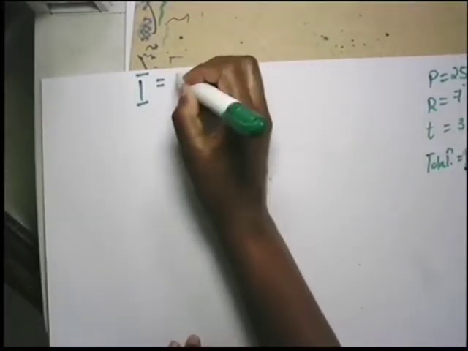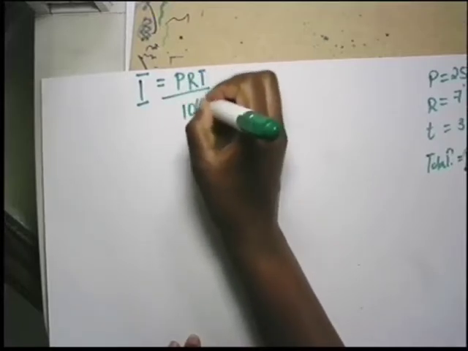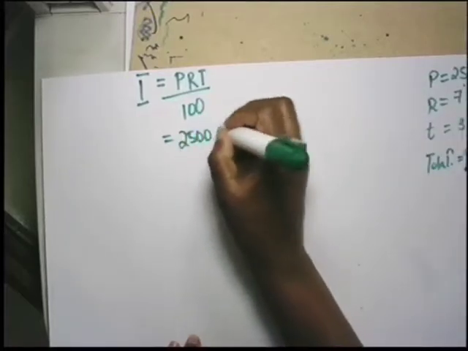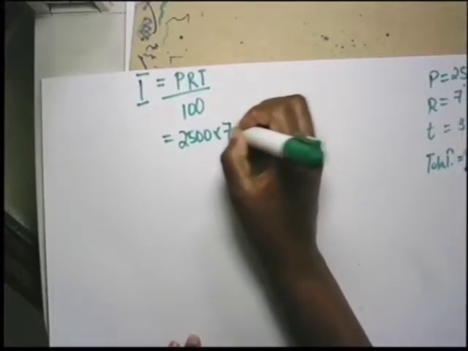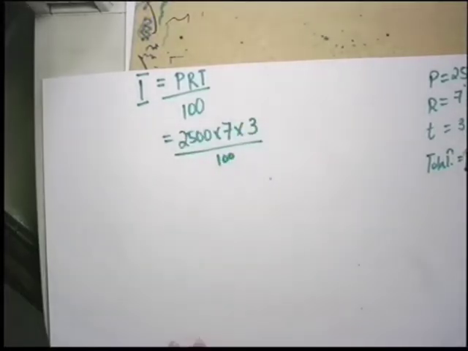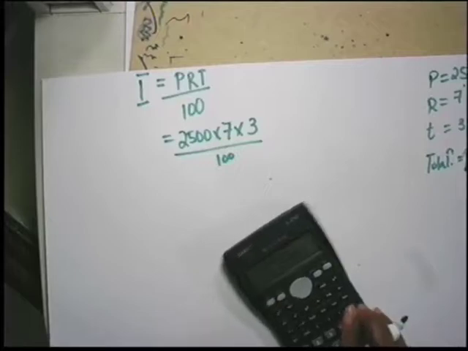Interest is equal to the principal times the rate times the time divided by 100. How much is the principal? It is 2,500. The rate is 7. The time is 3, divided by 100. Then you just take your calculator: 2,500 times the rate, which is 7, times the time, which is 3, equal, then you divide it by 100. How much will you get here?